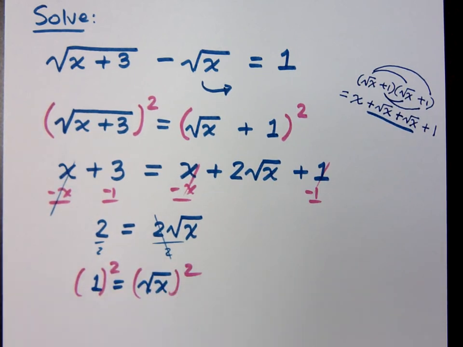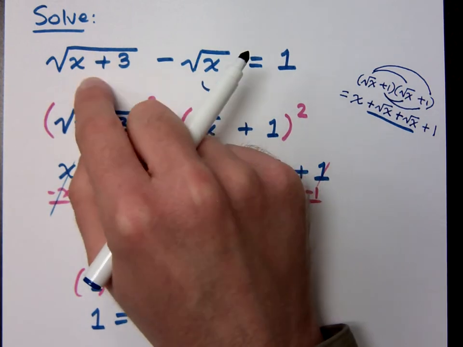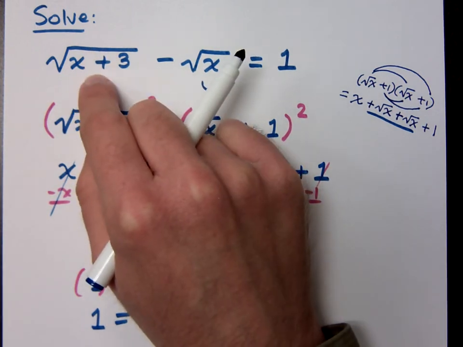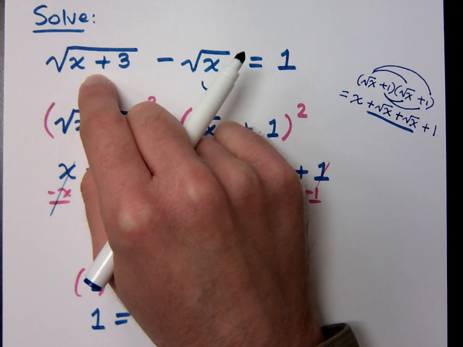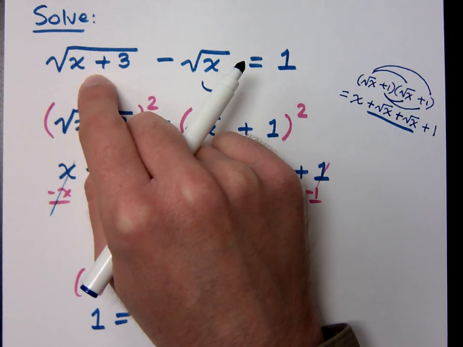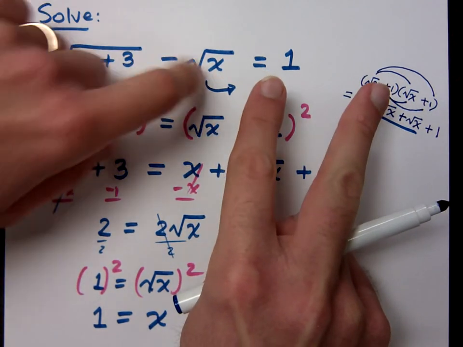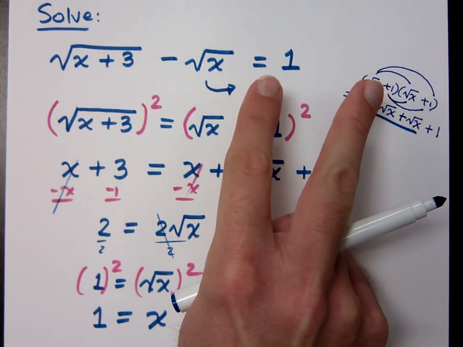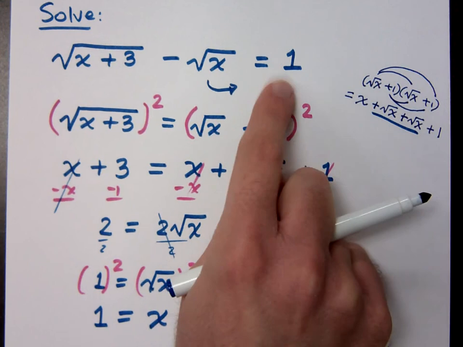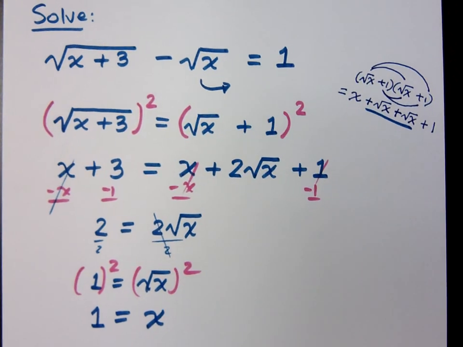So what do we have? x equals 1. 1 equals x, or x equals 1. Does it check out? Plug in 1 up here. What do you get? I get 1 plus 3 is 4. Square root of 4 is 2. Minus, plug in the 1 here. Yeah, 2 minus 1 is 1. All right, so everything checks out here.